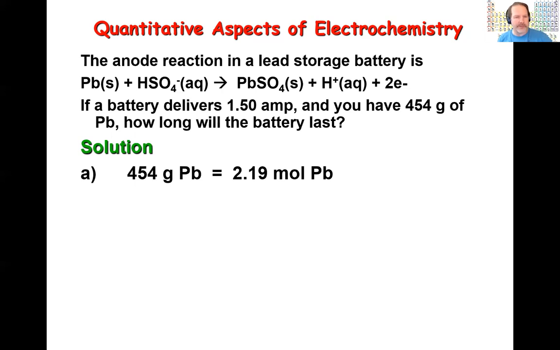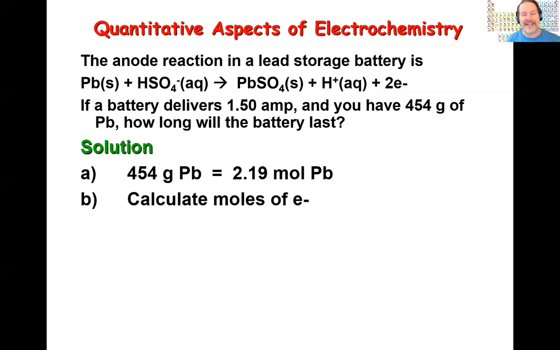Well, we know how much mass we have. See, in the last problem, we didn't know the mass. We were trying to get to that. So we're going to work this one backwards now. 454 grams of lead, we can turn that into 2.19 moles of lead. I should have done the math for you. Use molar mass. Go look that up on the periodic table. See if you get the same number of moles that I did.